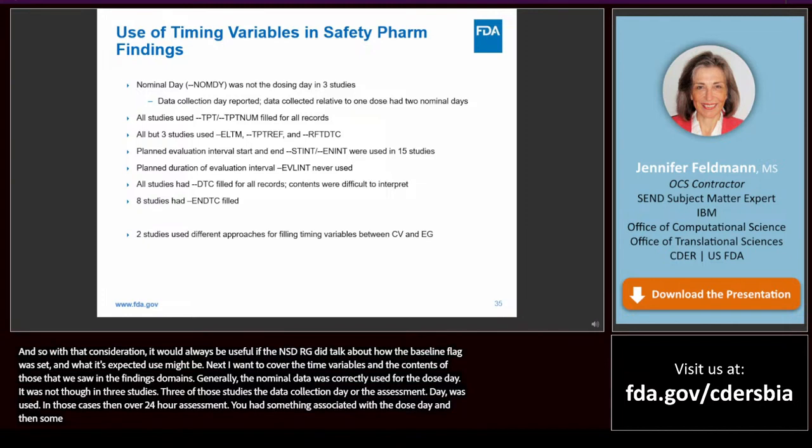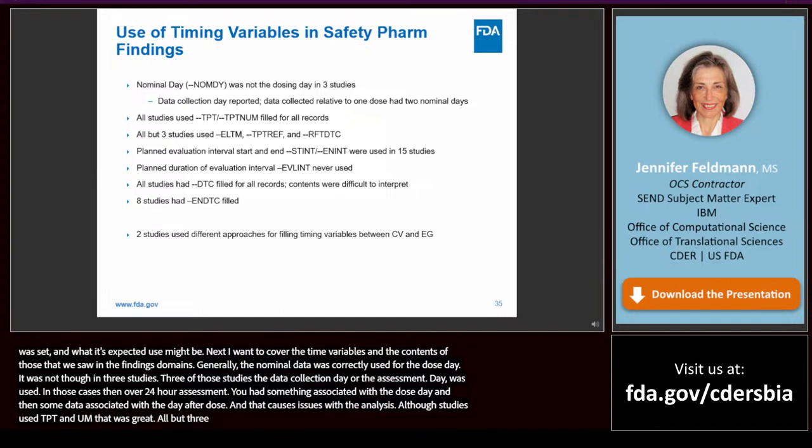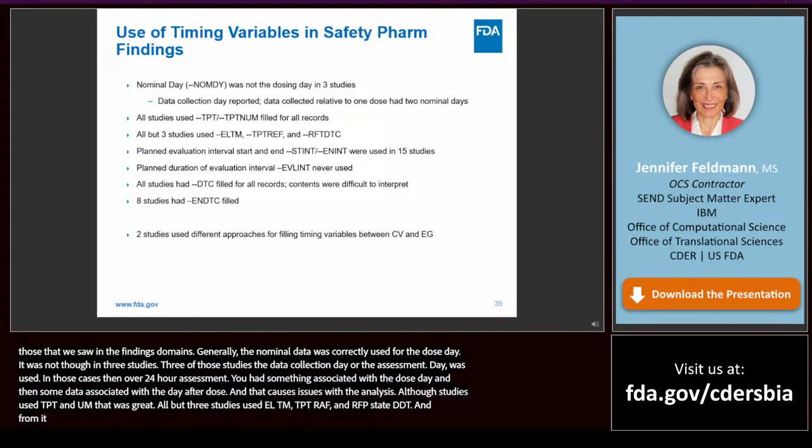All the studies used TPT and TPT-num. That was great. All but 3 studies used the ELTM, TPT-ref, and RFT-DTT. So those are the elapsed time from the reference time point, the reference time point itself, and the date time of the reference time point.